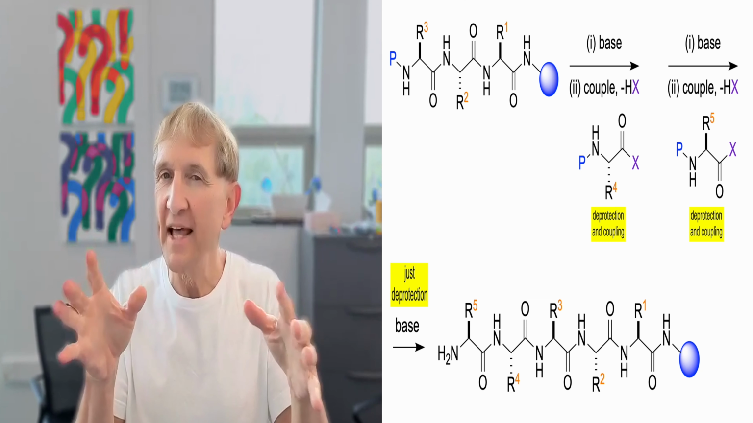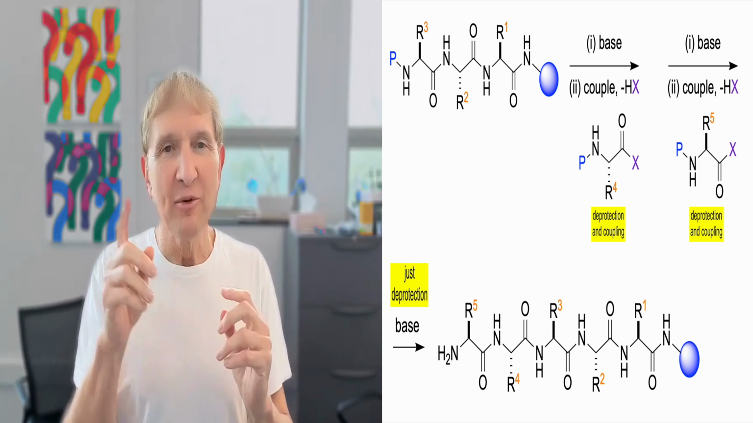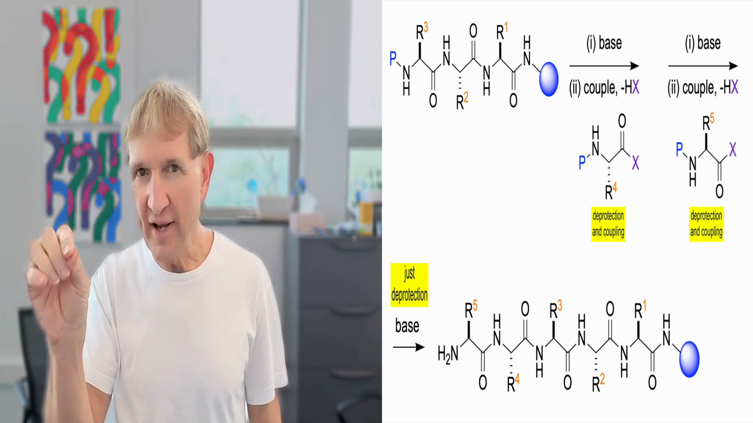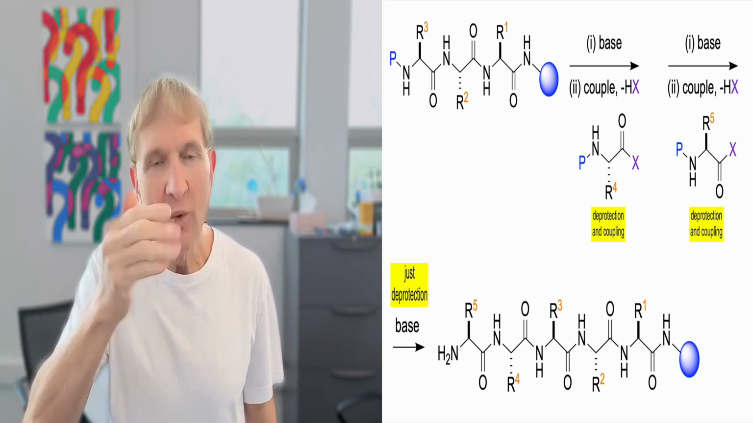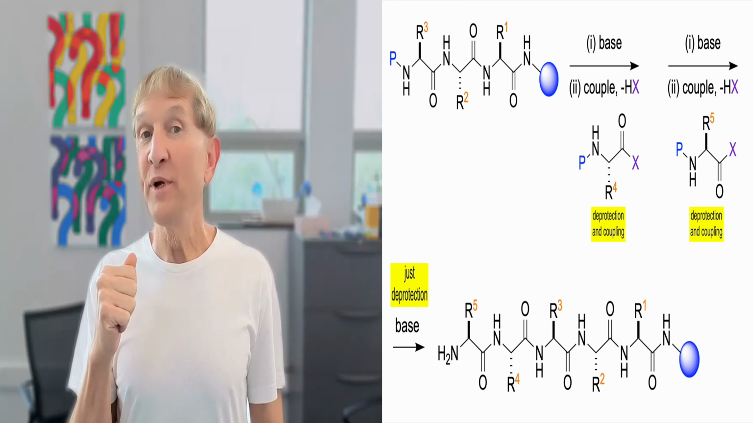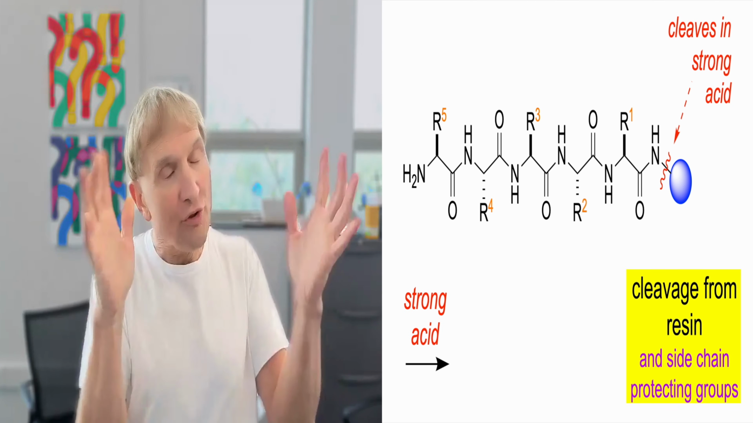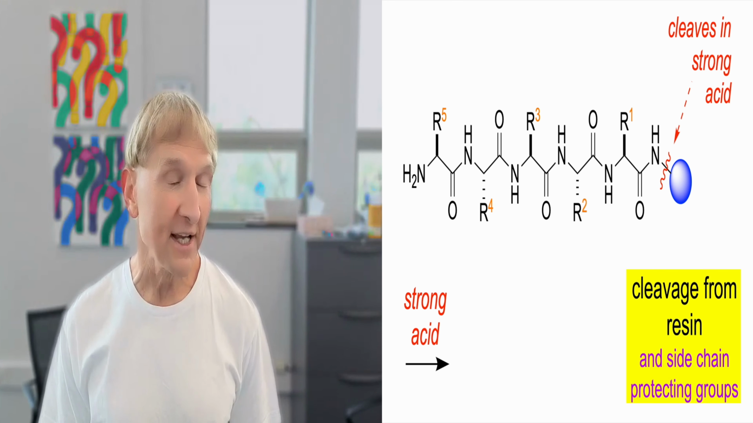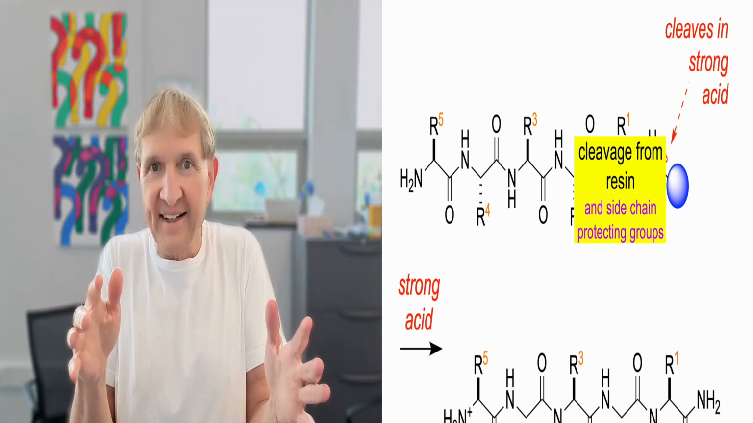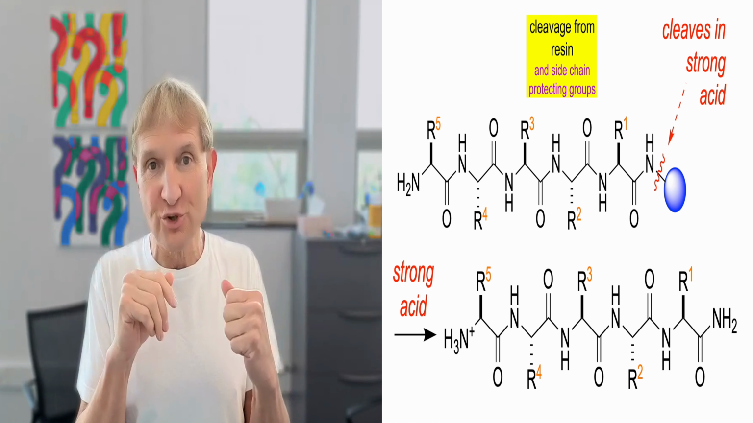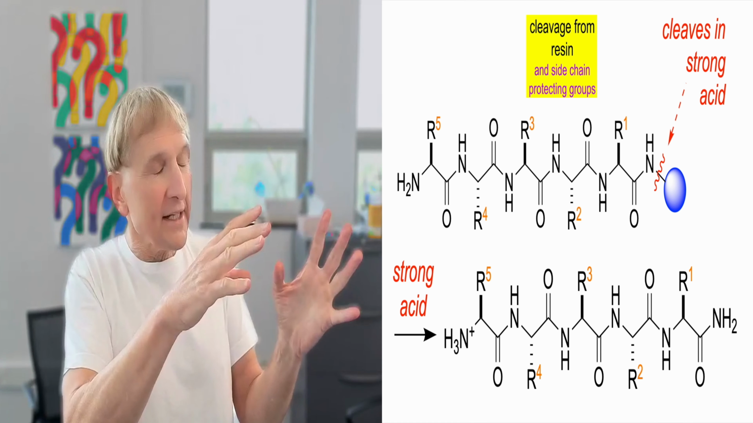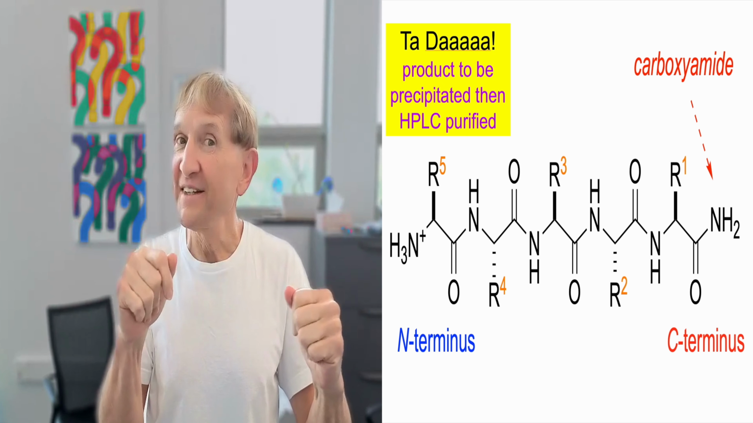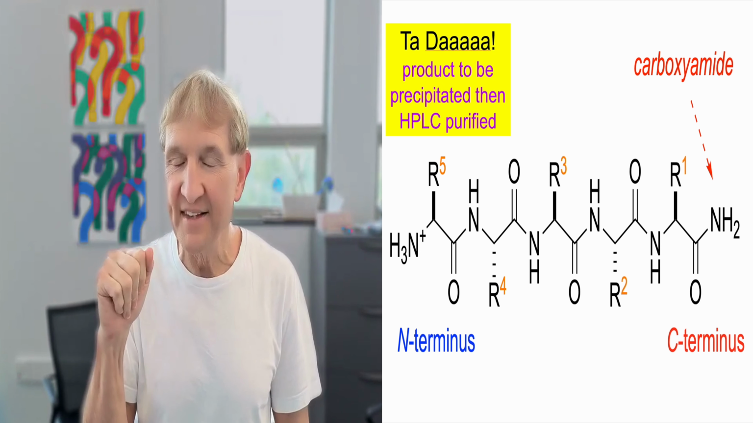Remember, the linker's there, but we haven't drawn it in. And remember, whatever's attached to the nitrogen on the resin will cleave when we cleave that nitrogen off. We cleave it with a strong acid, orthogonal to the base deprotection of the FMOC protecting group, and we get a peptide derivative in solution. It will be protonated on the N-terminus. The C-terminus is not acidic because it's a carboxamide in this case.